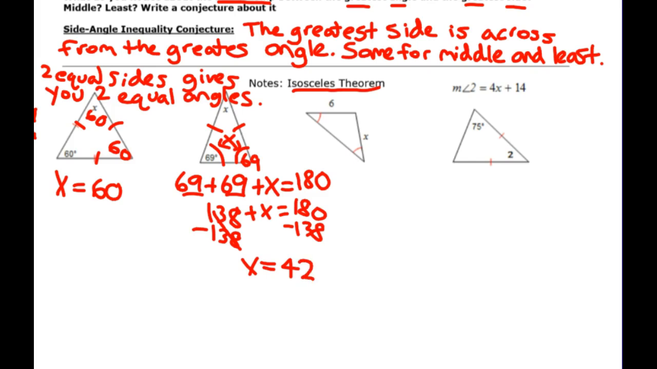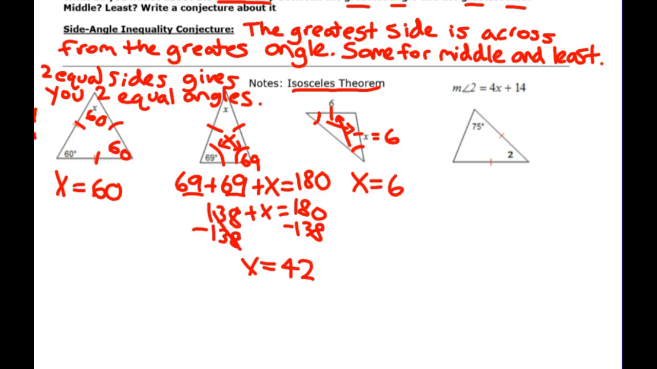All right, now the next one. I don't see anything about the sides, but I see that these two angles are equal. So that means these sides have to be equal. So if that side is 6, what is x going to be? 6, because equal base angles gives me equal sides across. So x has to equal 6. Doesn't matter what the other side is at this point. Okay, so x equals 6.